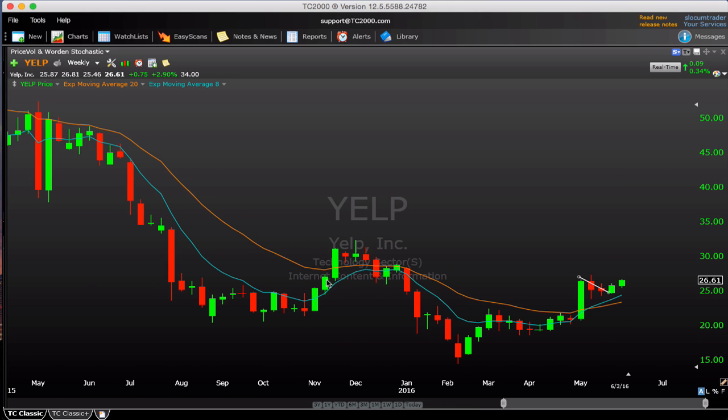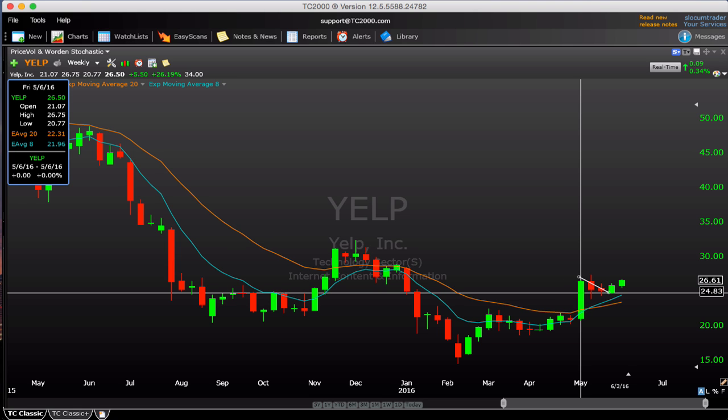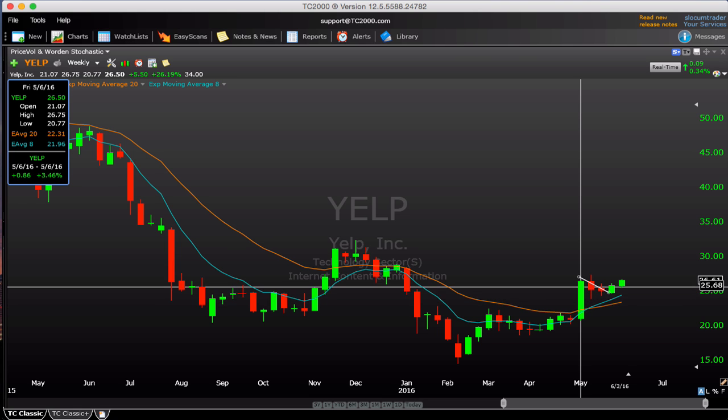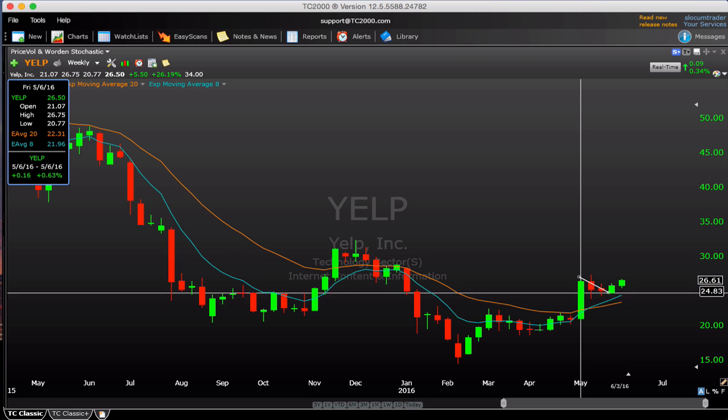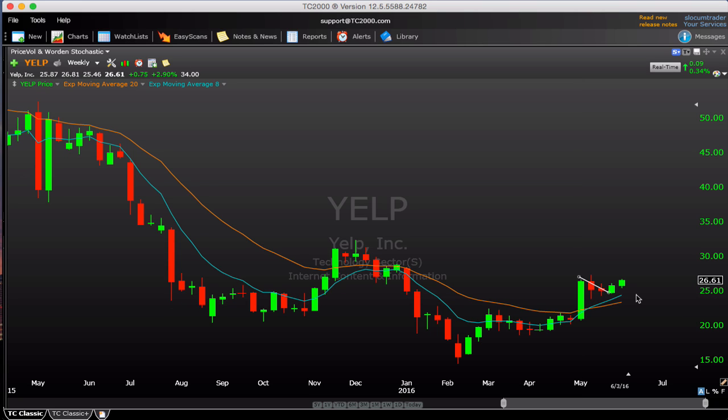On the weekly time frame, you can see it is basing and it is holding high and tight after this nice breakout bar here back in the beginning of May. So I do like Yelp structurally here. Let's just keep an eye on it. Maybe it presents a nice opportunity for us.